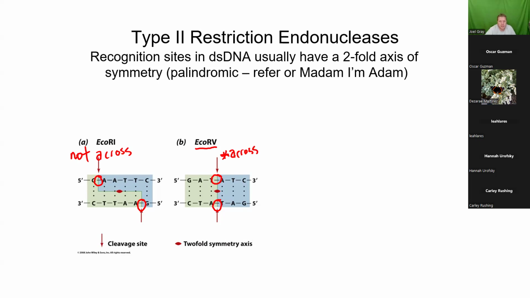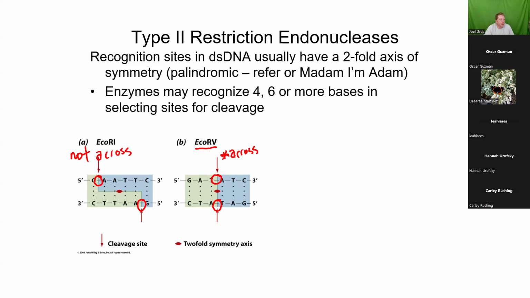Now, these recognition sites in double-stranded DNA usually have what's known as a two-fold axis of symmetry. They're palindromic. What that means is that if you read one way and the other the opposite way, they're going to be basically identical. Now, enzymes recognize usually 4 or 6 bases. These type 2 restriction enzymes do not have an ATP requirement. And what they're going to produce is, just imagine the separation between this green fragment and this blue fragment.